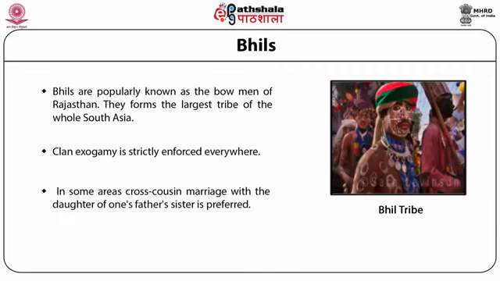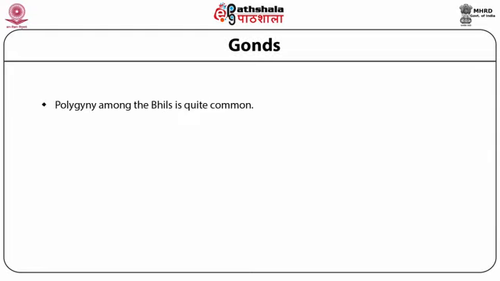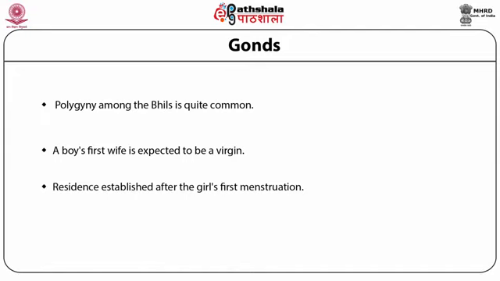In some areas, such as Sabarkantha and the Panch Mahals, cross cousin marriage with the daughter of one's father's sister is preferred. Polygamy among the Bhils is quite common. Bhils marry at around 14 to 16 years for boys and 11 to 13 years for girls. A boy's first wife is expected to be a virgin. Residence is established after the girl's first menstruation. The couple is highly dependent on their parents for guidance and assistance for several more years. Tribal endogamy is preferred. Therefore, intermarriage is often restricted to a 35 to 40 kilometer radius.